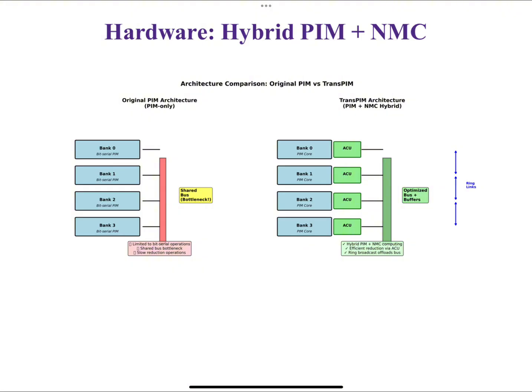Now, let's look at the hardware. On top of the PIM units, TransPIM adds, first, ACUs. These handle operations like softmax and reduction, which pure PIM is not good at. Second, ring links. These enable the fast parallel communication I just described. The best part is that this design adds only 4% more chip area, which is well below the typical industry limit.